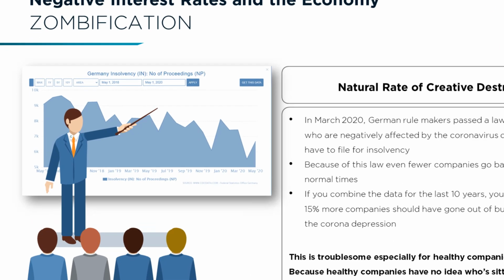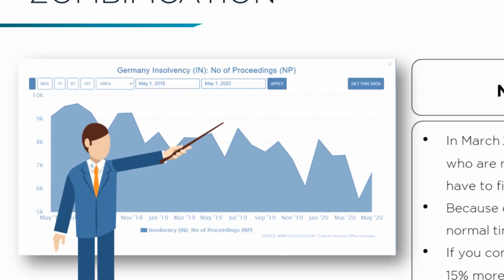This new law already had a significant effect in the market. Germany is in the worst recession since the post-war, with the GDP contracting by more than 10% in the second quarter of 2020. Yet, due to this law, even fewer companies go bankrupt than during normal times. This is as per the Federal Statistics Agency. They have seen a decline of numbers of companies that file for bankruptcies since this law has been passed. Look at this chart right here.